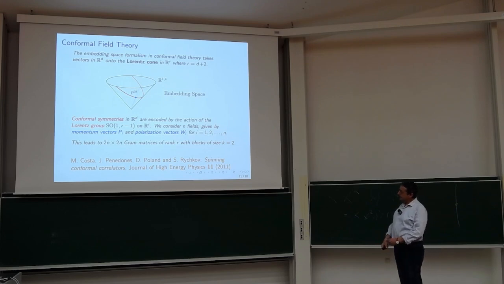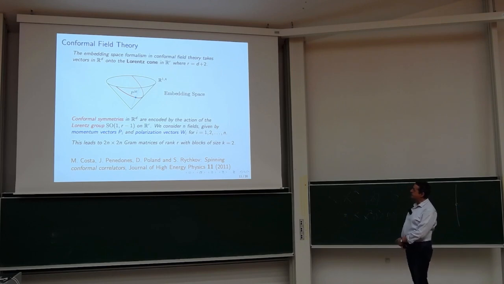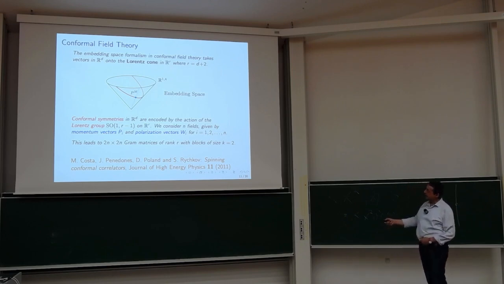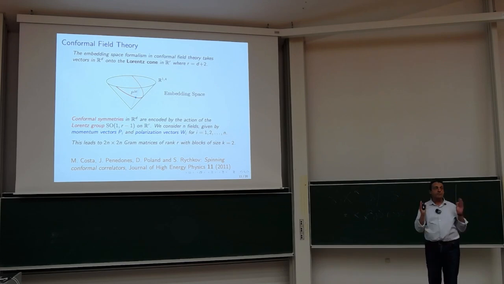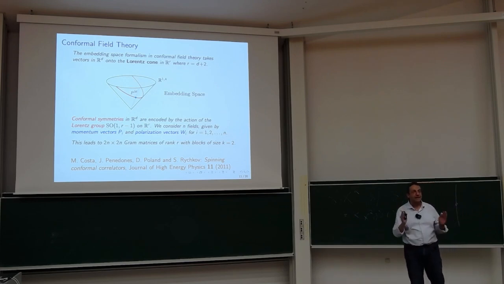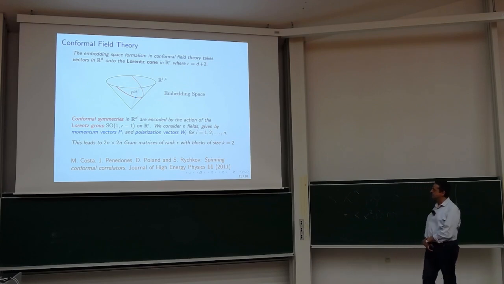Now this, just as at the beginning of the talk, leads us to a 2n by 2n Gram matrix of rank r. These vectors are in r-dimensional space. But from now on, the block size is k equals 2, because we only have these two flavors of vectors. So from now on, for the rest of the talk, k is equal to 2. We're going to have 2 by 2 blocks.